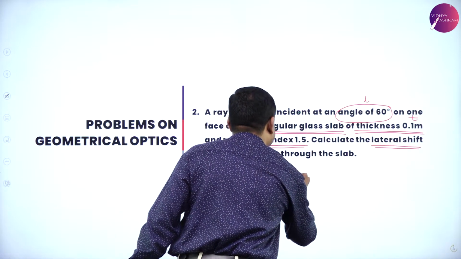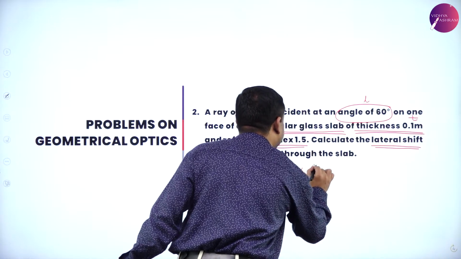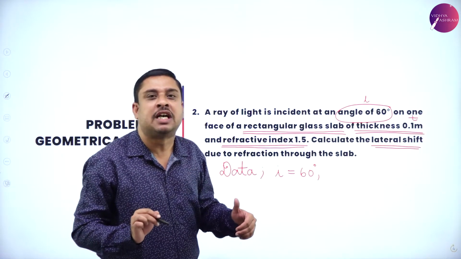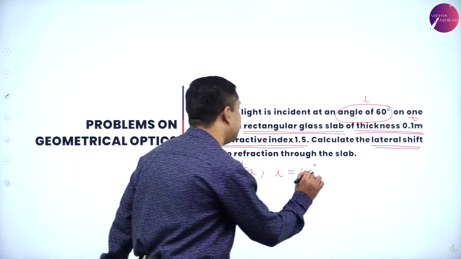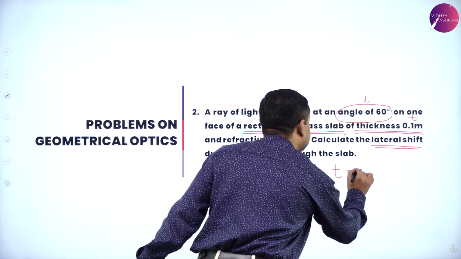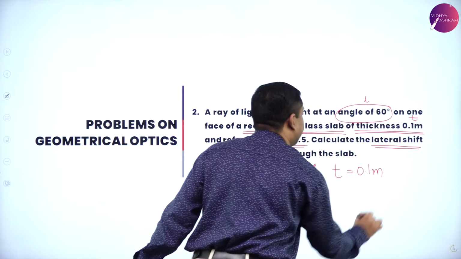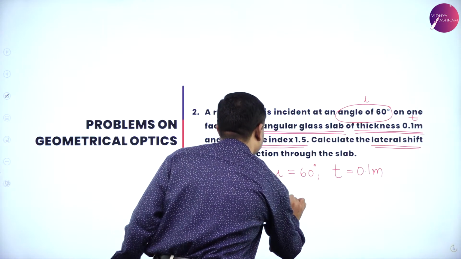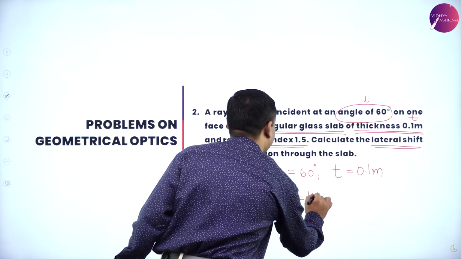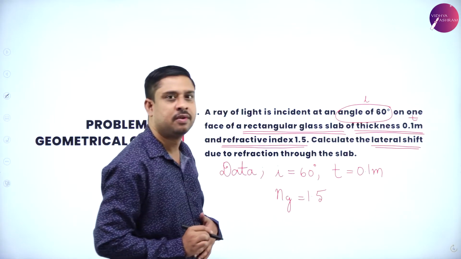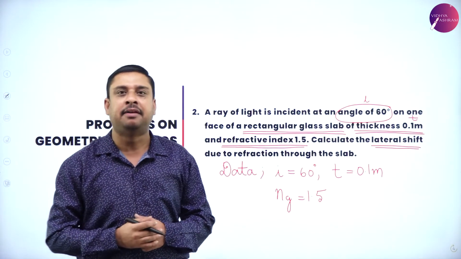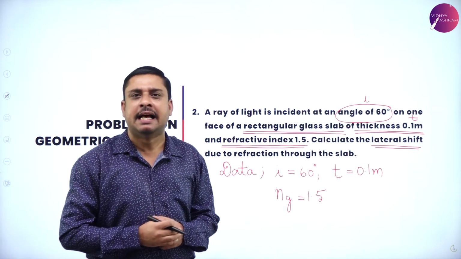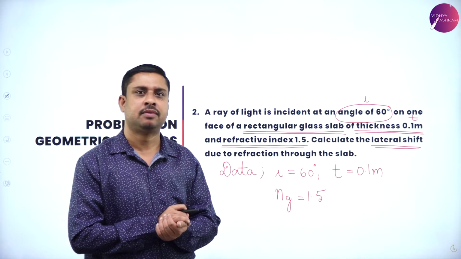Angle of incidence is given as 60 degrees, on one face of a glass slab of thickness 0.1 meter, whose refractive index is 1.5. With this data, again, I have been asked to calculate the lateral shift.